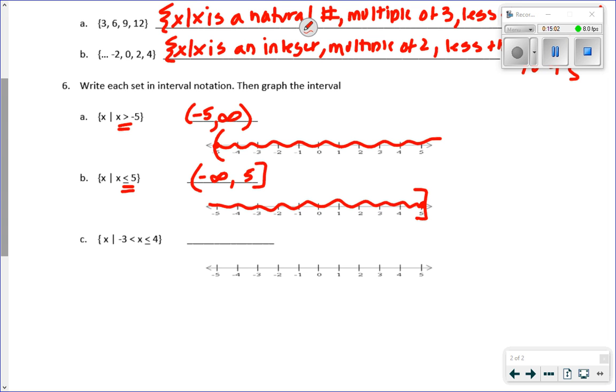Okay, last one, the set of all x such that x is greater than -3 and less than or equal to 4. So I plot my points at -3 and 4. The inequality sign on -3 should be an open parenthesis because it's not equal to. And my inequality sign on 4 should be a bracket, and they should be facing each other. And then we're going to shade in between. And then I'm going to copy that up on the line. So it's going to be -3 to 4, and parenthesis on -3, bracket on 4.